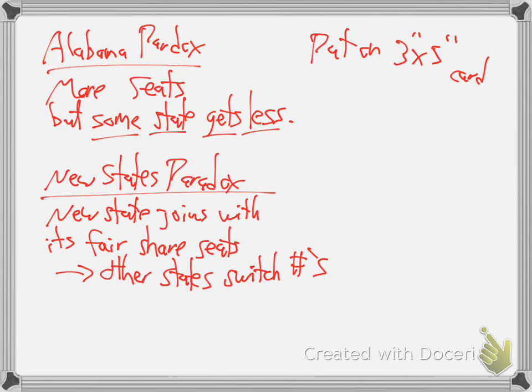Yeah, let's go back. I'll go back in a minute. Let me just give you the third one. What's the third one? Population. I forgot that one. There's a population paradox. It's the last one. These are the three weird things that can happen.